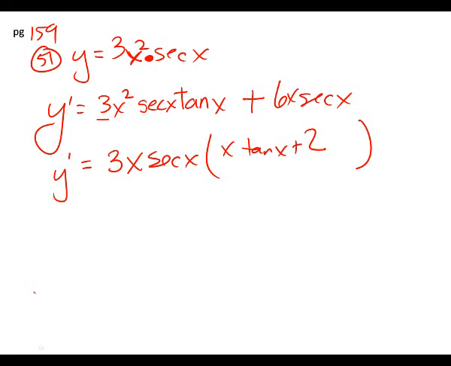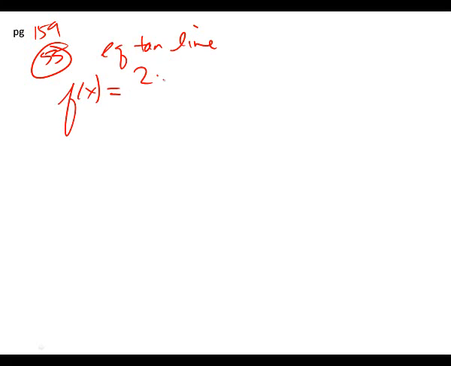All right. 55 is the next problem. So page 159, number 55. Okay. We're supposed to find the equation of the tangent line to the graph at the given point. So f of x equals 2x cubed minus 1 over x squared, and the point is 1, 1. All right, so what do I have to do to find the derivative?